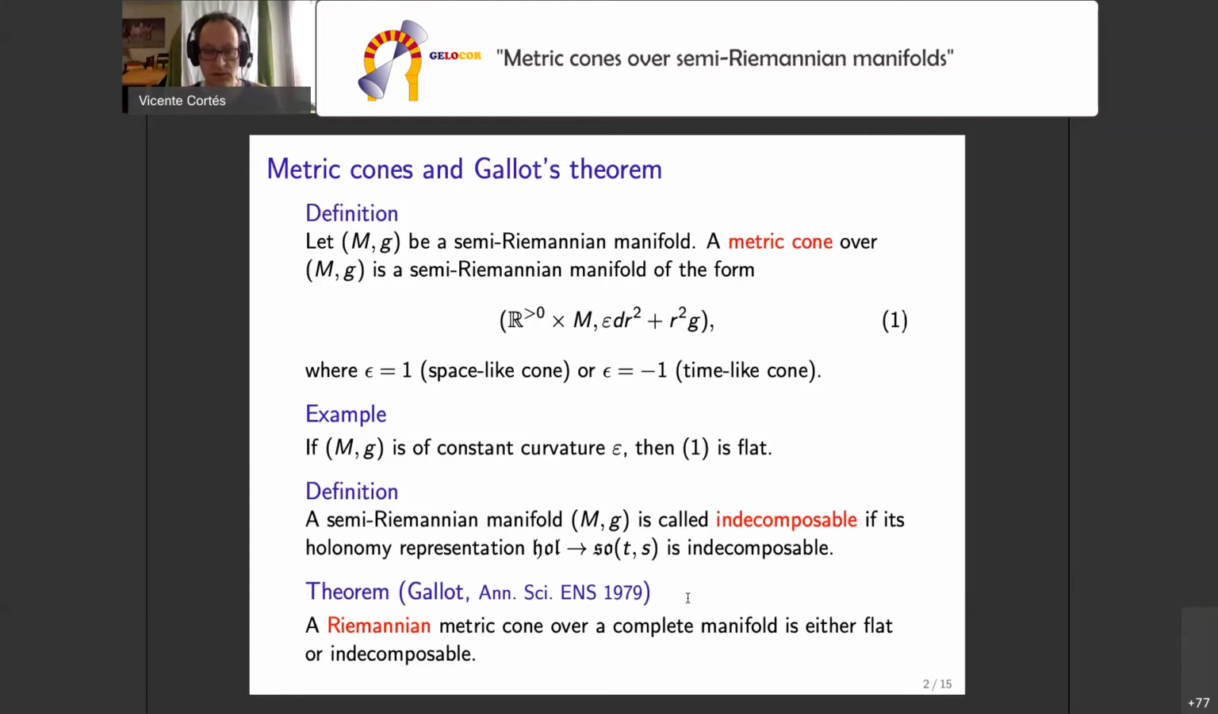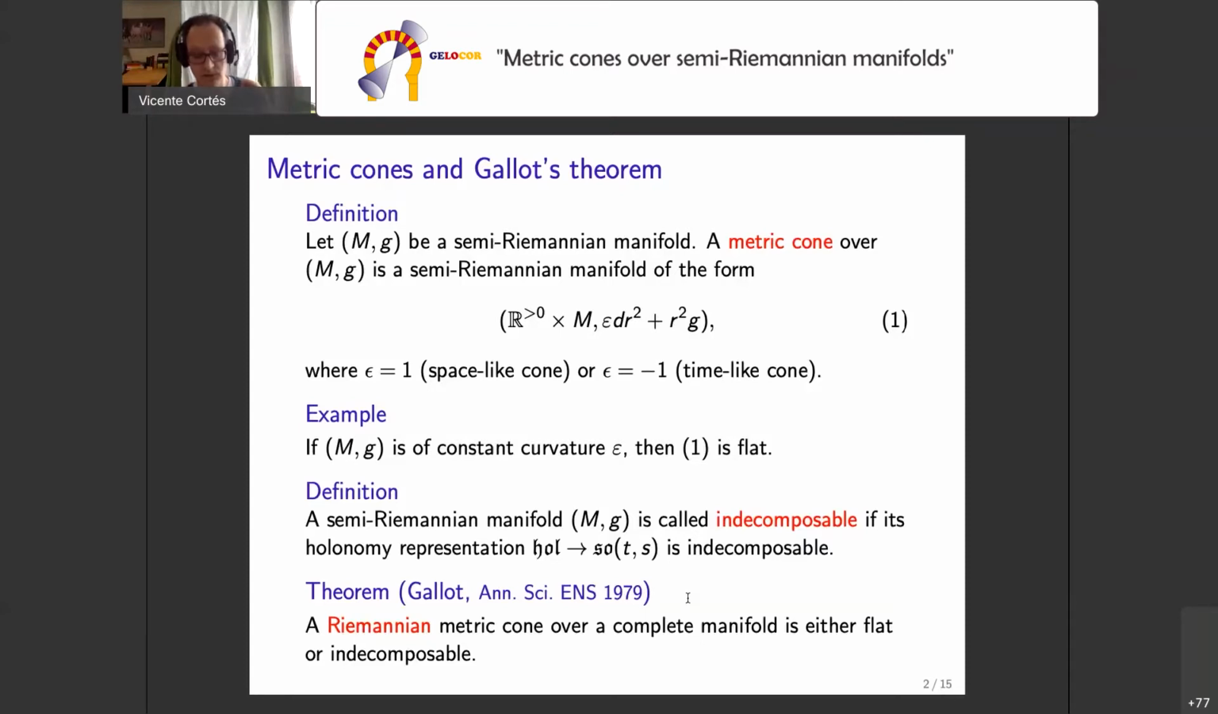So if you study such a cone, knowing that the base manifold is complete implies already that the cone will be either flat, in which case, of course, not so interesting, or it will have automatically irreducible holonomy representation. And then you can look up all the possibilities in Berger's classification of irreducible holonomy groups of Riemannian manifolds.